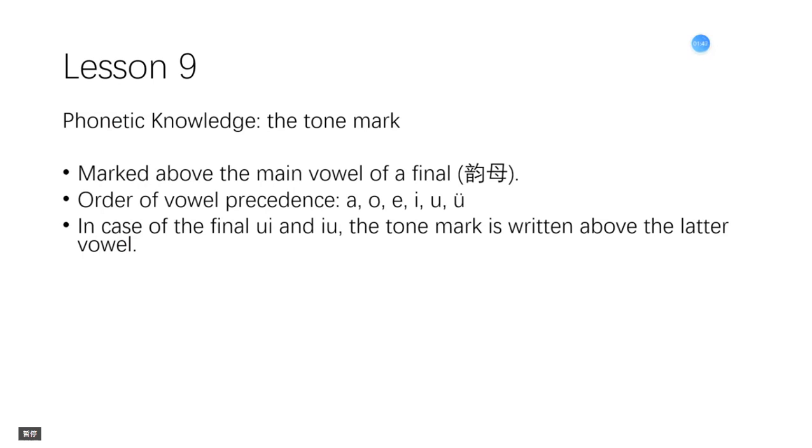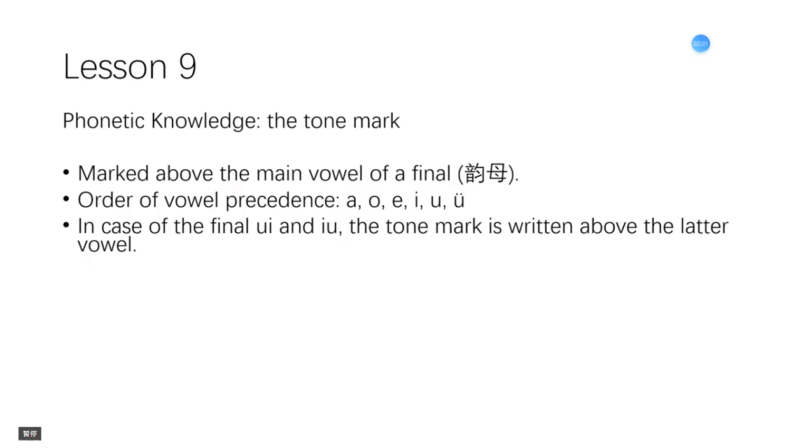So when writing the tone mark, we mark above the main vowel of a final. A final may consist of several different vowels, so we always put the tone mark above the main vowel in a final. The main vowel means the one that sounds the loudest in a final, right? And also the one where we open the mouth the widest. So that's the main vowel.